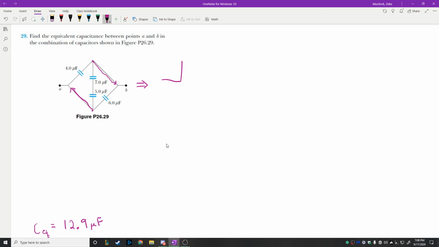It's actually a really simple circuit when you redraw it. So you've got your upper 4 microfarads up here. And then you've got your 5 and 7, and those actually end up right here.